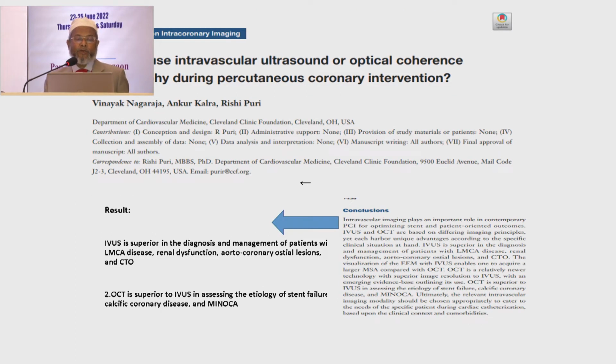And another study, when to use intravascular ultrasound or optical coherence tomography during percutaneous coronary intervention. IVUS is superior in the diagnosis and management of patients with LMCA disease, renal dysfunction, aortocoronary ostial lesion, and CTO. And OCT is superior to IVUS in assessing the etiology of stent failure, calcific coronary disease, and MINOCA.